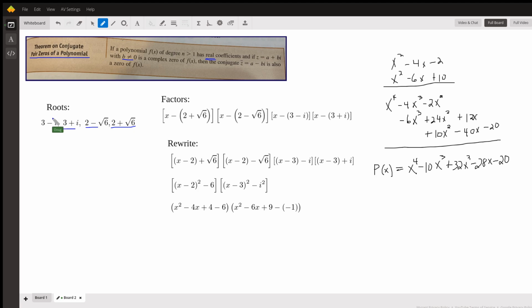If those are roots, then x minus each root has to be a factor of the final polynomial function. So I can rewrite it this way: x minus one of the roots times x minus one of the other roots, etc. And the easiest way to multiply these together is to distribute the minus sign and do some regrouping. So like if I distribute this minus sign right here, I get x minus 2 plus the square root of 6, and then group the x minus 2, the x minus 2, the same for the complex zeros.